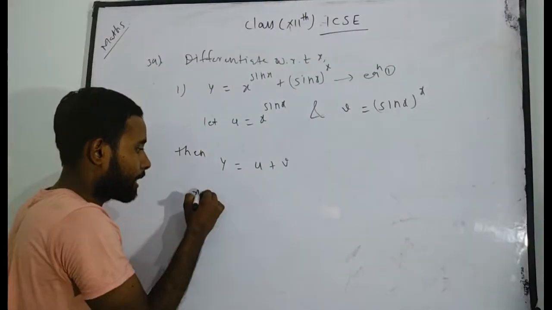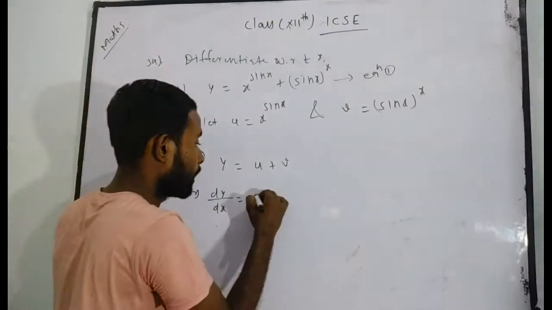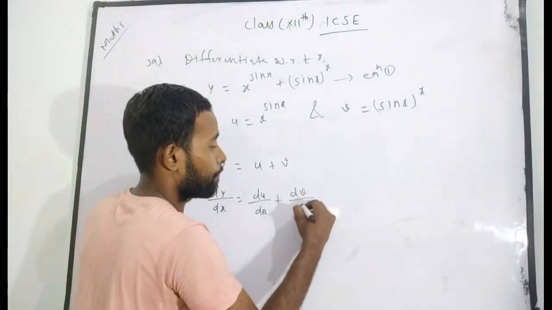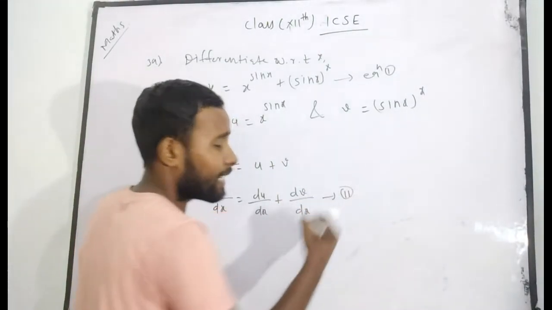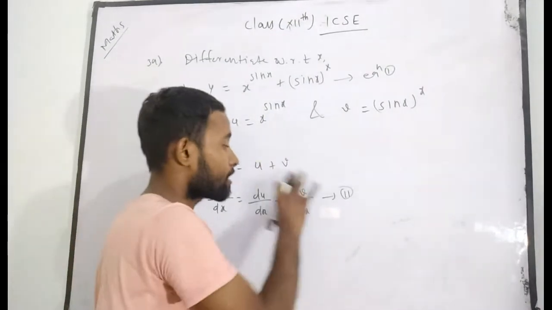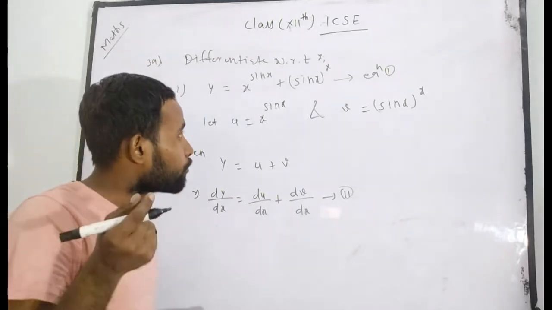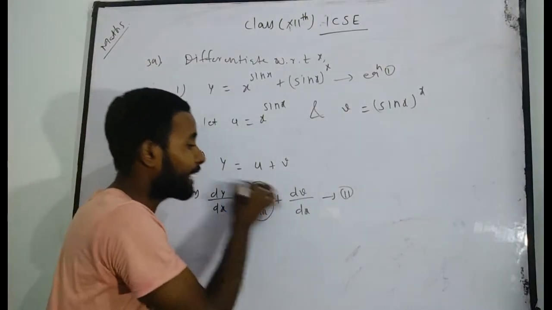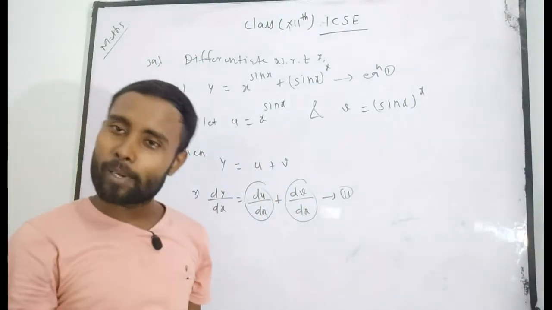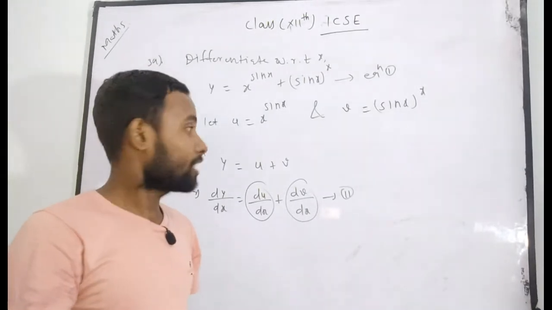You can write here, after differentiating on both sides with respect to x, you will get dy/dx is equal to du/dx plus dv/dx. This is your equation first. Second. Now you have to remember it, dy/dx is equal to du/dx plus dv/dx. Now what will you do again? Now you have to simply find firstly du/dx, thereafter you have to find dv/dx and put in equation second, you will get your answer. This is the procedure. I think you understand.